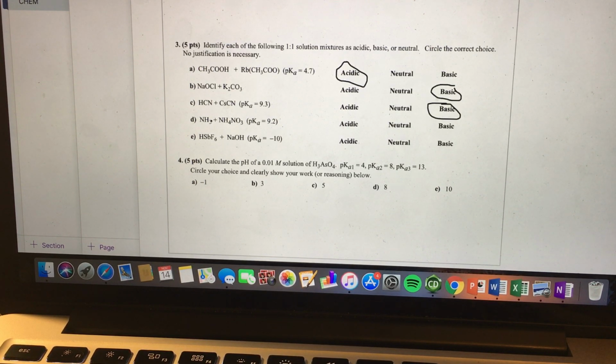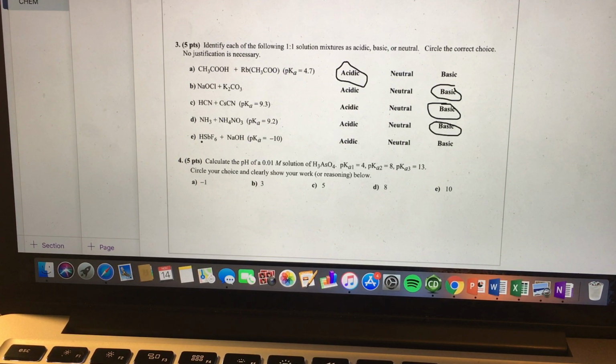Here we have NH3. That's a weak base. We have NH4 plus when we break this apart, and we have NO3 minus. NH4 plus is going to act as a weak acid. NO3 minus is a do-nothing anion because it comes from a strong acid. So we're left with a weak base, NH3, and its conjugate acid. Again, it's a one-to-one buffer solution, so we have a buffer here. So the pKa is equal to the pH. The pKa is 9.2, so the pH is 9.2.